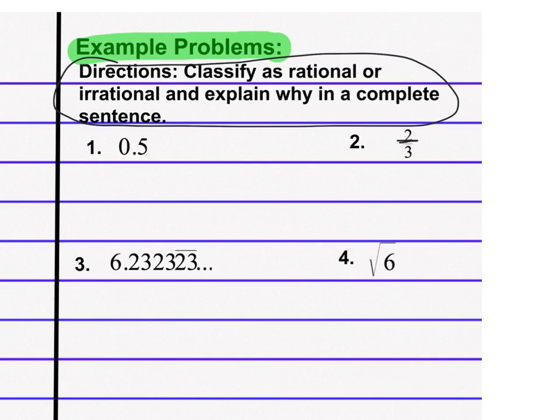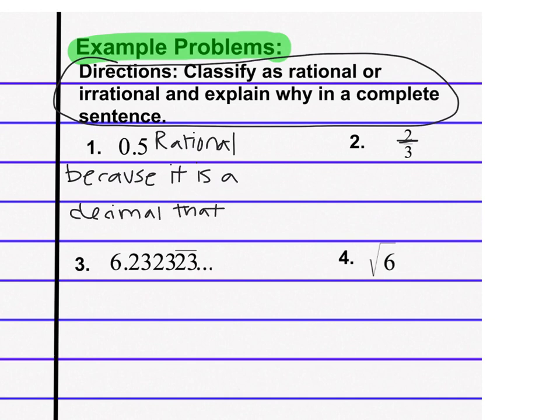Then I look at number 1, 0.5. Okay, that is a decimal. 0.5 is a decimal that ends. So, okay, I'm going to put rational because it is a decimal that stops, ends, terminates, however you want to say that. All right, this is not the only acceptable answer. You could say rational because 0.5 can be written as a fraction. Rational because 0.5 is the same as 1/2. So it is up to you how you want to write that.